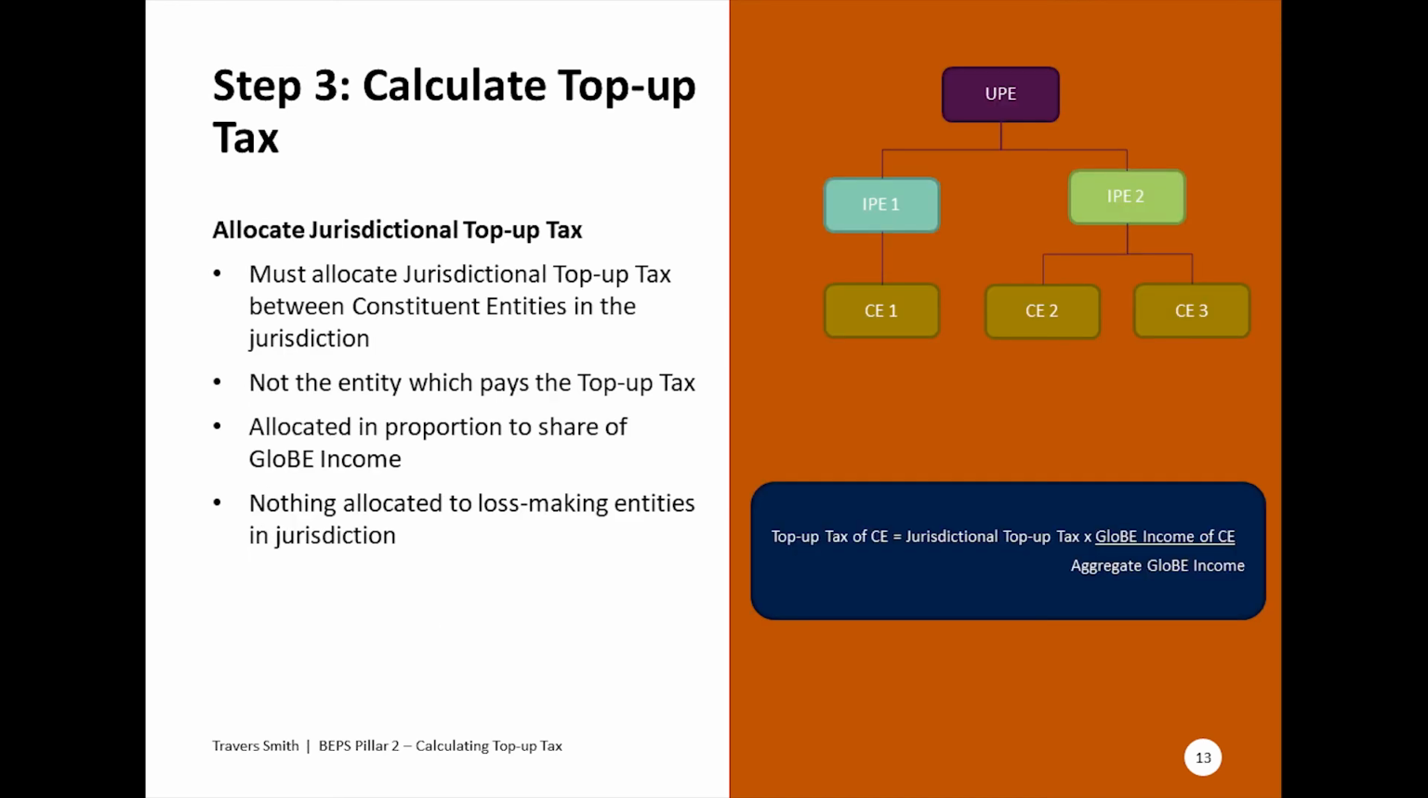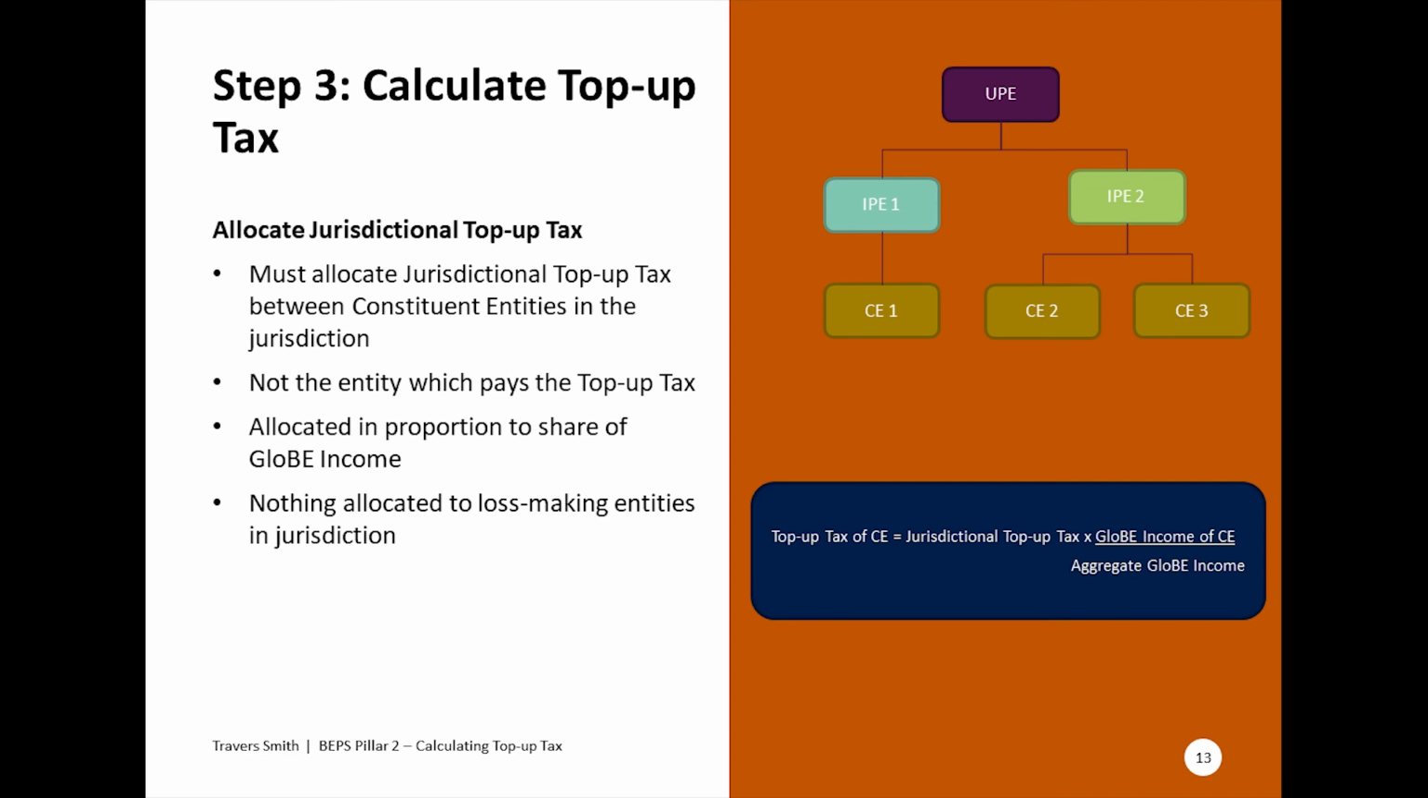Finally, having calculated the jurisdictional top-up tax, as we did on the last slide, you must allocate the jurisdictional top-up tax between constituent entities in the jurisdiction. Why do you need to do this? The reason is because the top-up tax might be paid by different entities. In the example here, if the ultimate parent entity, that's the UPE, is in a non-income inclusion rule jurisdiction, you would look instead to collect the top-up tax in the intermediate parent entity jurisdictions. So here, that's where IPE1 and IPE2 are located.